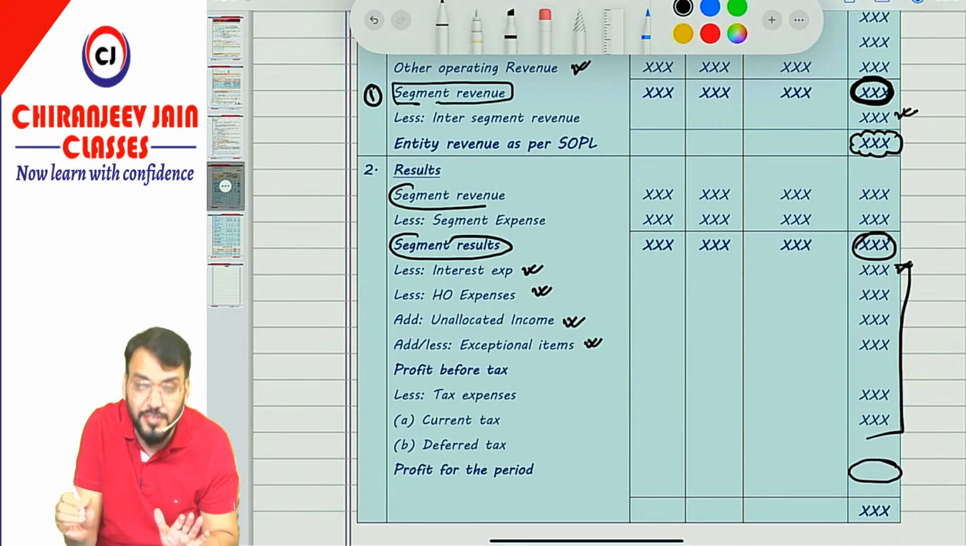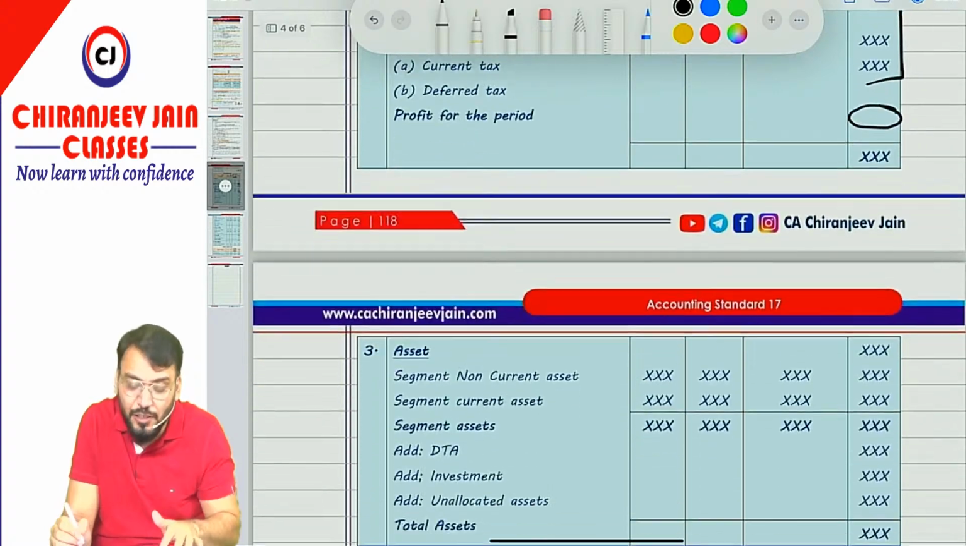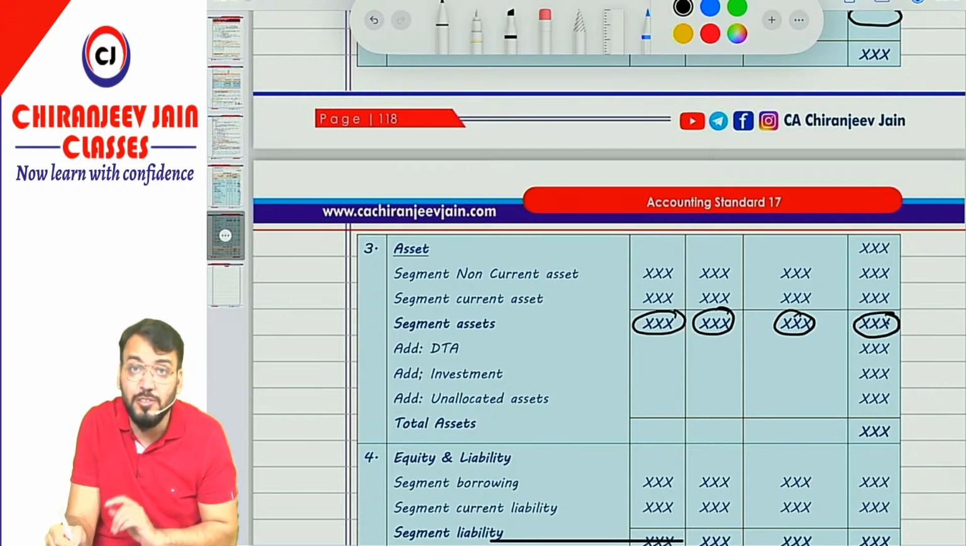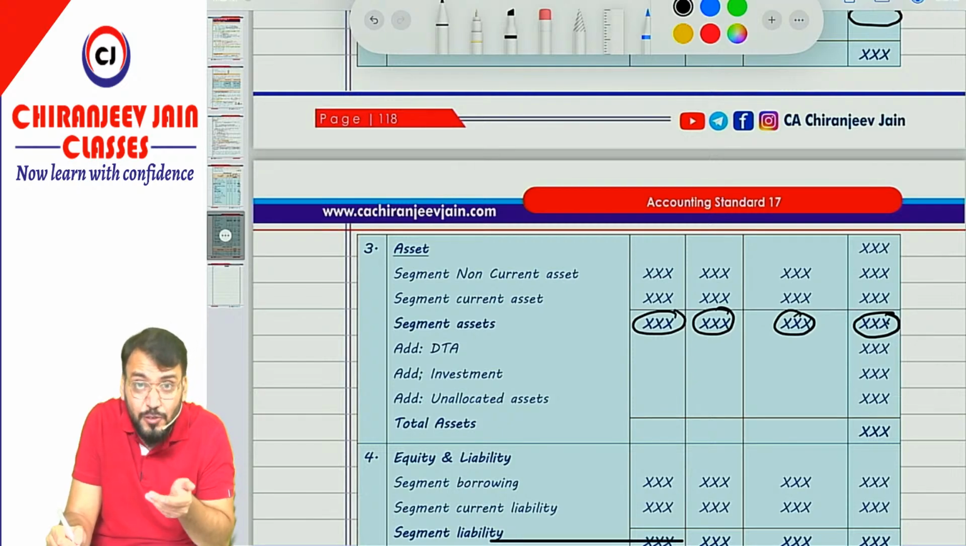This is the reconciliation part. So first segment revenue, then segment result, then segment asset. We'll disclose segment asset. First we write down the segment asset, whatever is given in the question. This becomes the total segment asset, but this will not match with the total asset in the balance sheet, because there will be some unallocated assets, some assets which are not segment-wise.